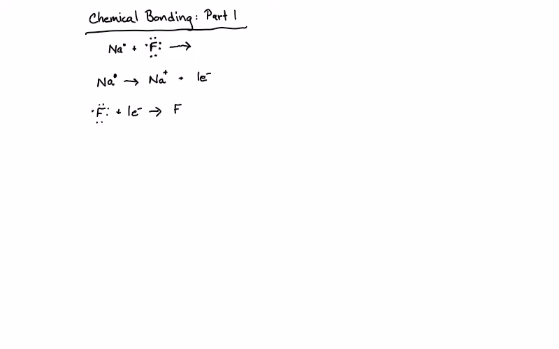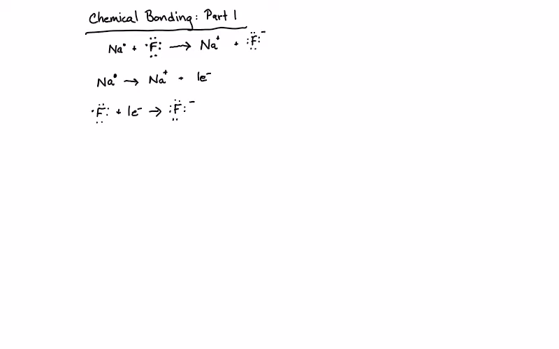So we wind up with fluoride, which is negatively charged. Okay, so initially what's going to happen is when you mix a sodium atom with a fluorine atom, the sodium atom is going to transfer its electron to the fluorine to make fluoride. Okay, so we have our cation and we have our anion.